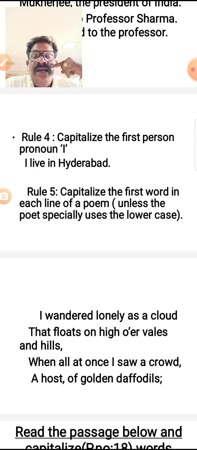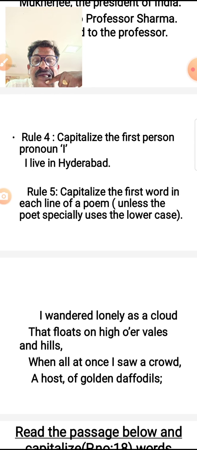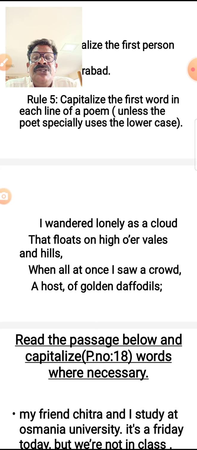So now one example has been given to you. The poem, once again consisting of 4 lines, written by William Wordsworth. The poem's name, if I am not mistaken, is Daffodils. Just have a look at these 4 lines. The space is not properly given here because of the PPT. I wandered lonely as a cloud. First line. So the beginning letter I you can find in capital.